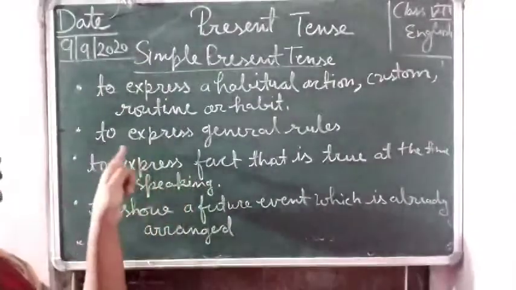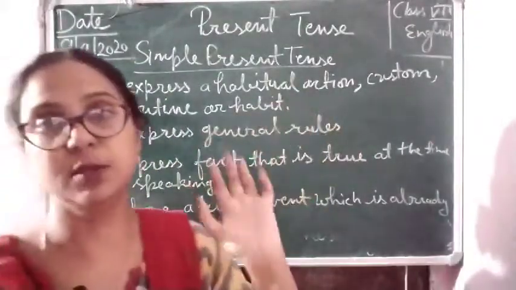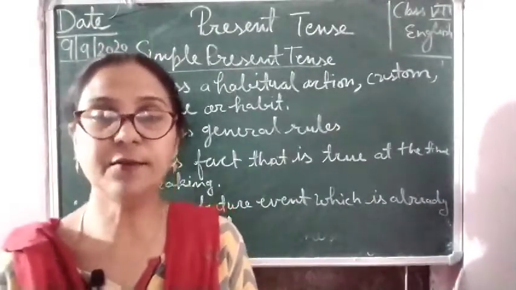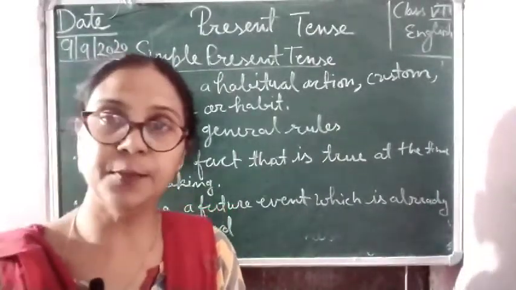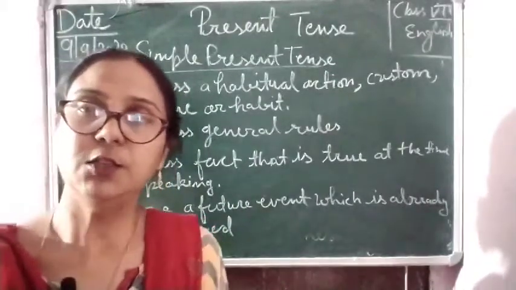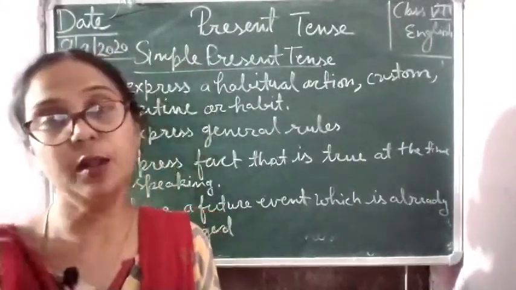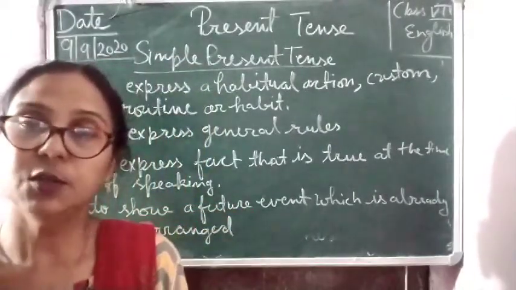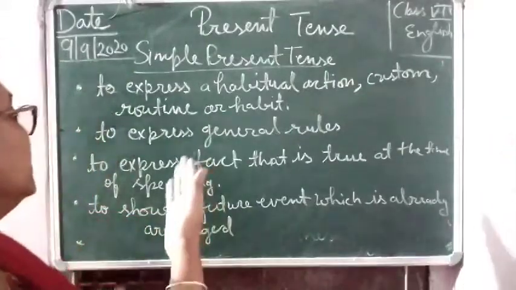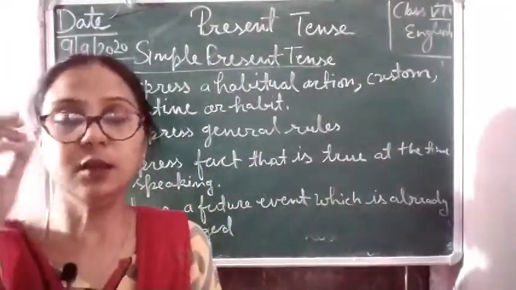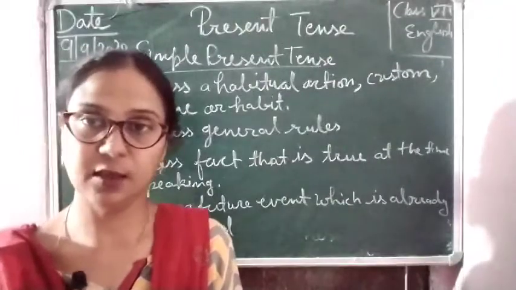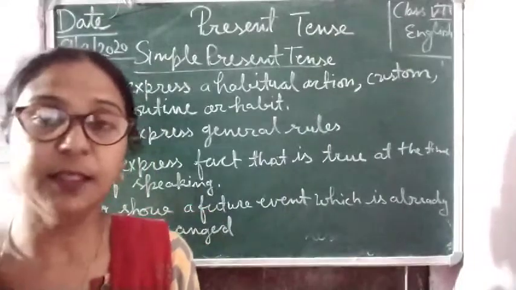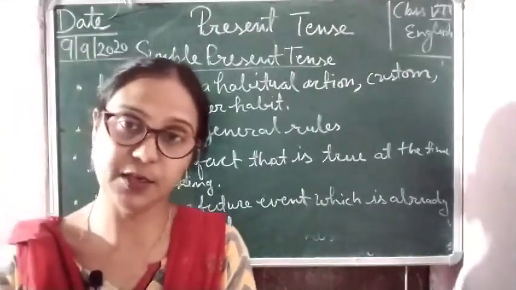Now the second point: to express general rules. Whenever we want to express general rules, we are supposed to use simple present tense. General rules means, for example, the earth revolves around the sun. This is a universal truth, so this is called a general rule. Whenever we use these types of sentences, we are supposed to use simple present tense because we cannot change this. That is why we use simple present tense.